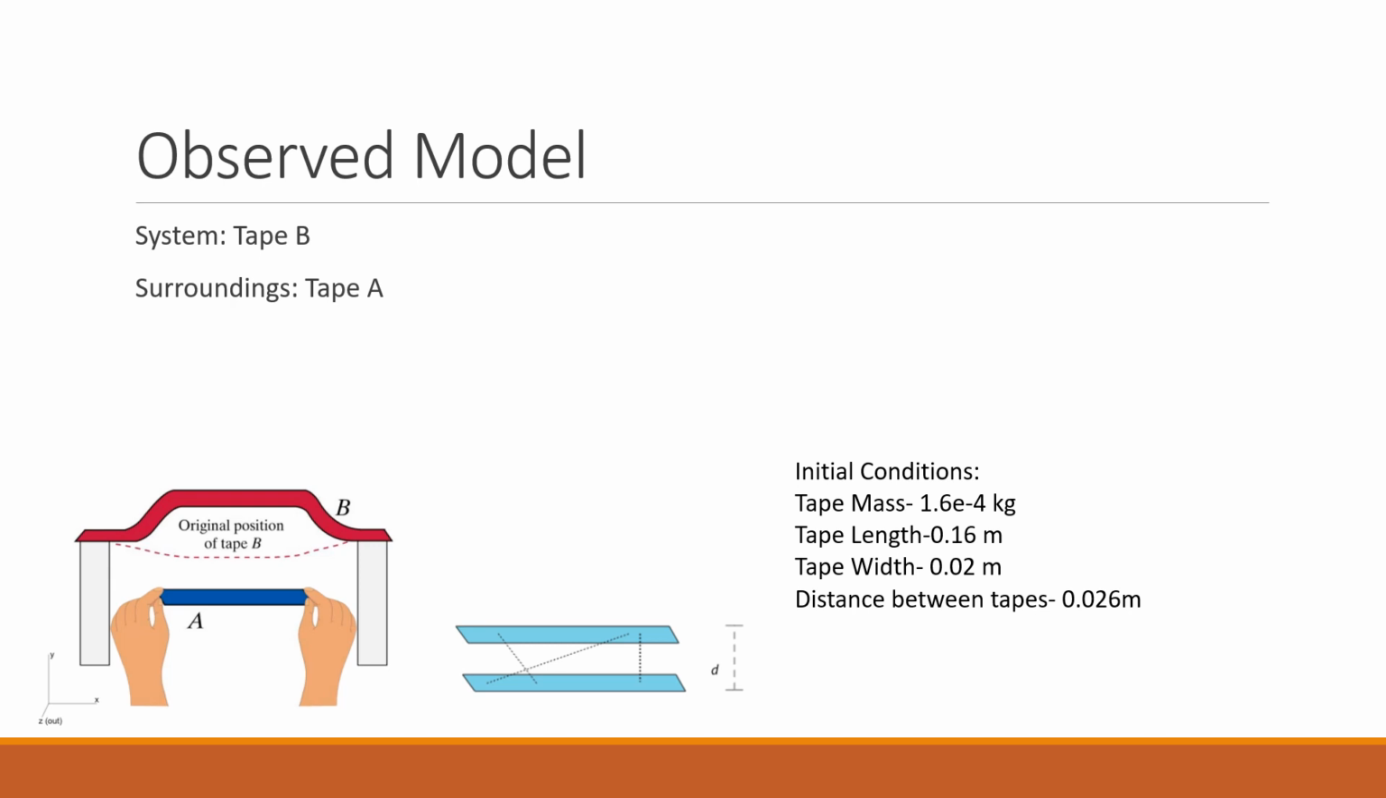The system for the model is tape B and the surroundings of tape A. And some of the initial conditions that we knew were the length of the tape, the width, and the mass, and the distance between the two tapes.